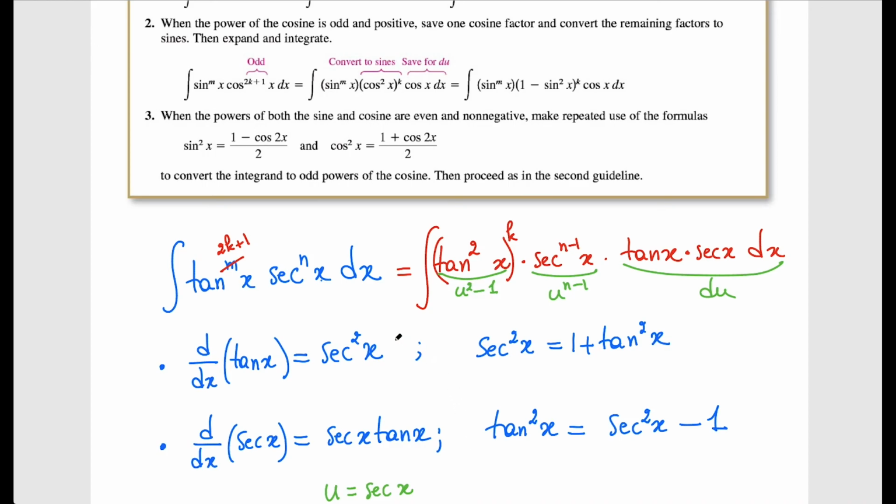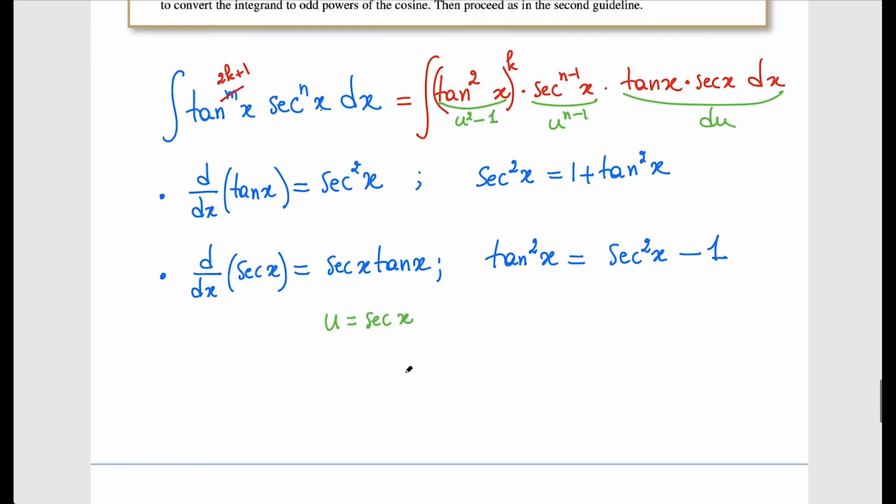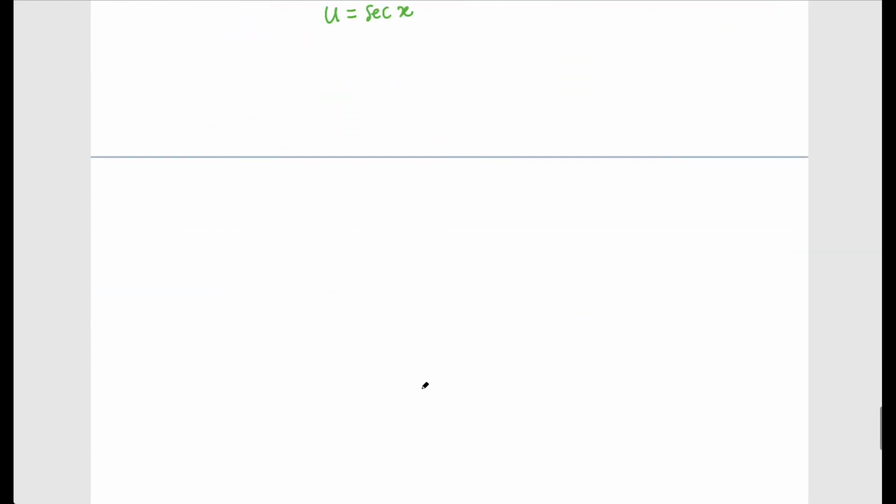Okay, so let's start with the first one. Let's see it in action. So let's consider, so that's example 5.